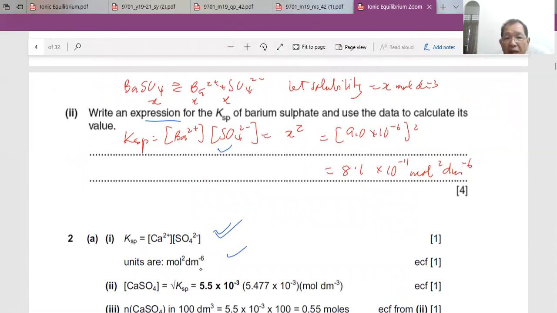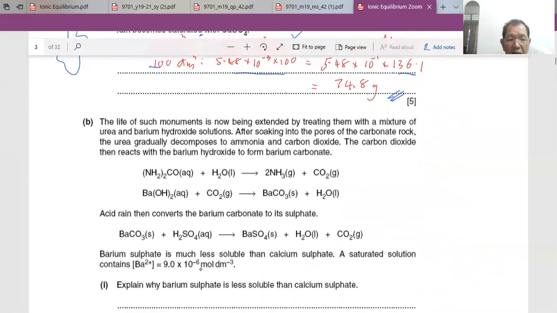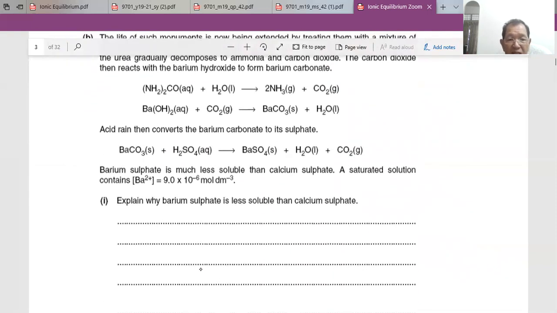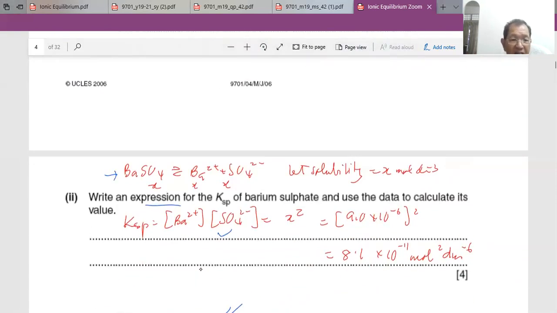Write expression for Ksp for barium sulfate. Use the data to work out its value. Very simple. Okay, so barium sulfate, for this question. See, barium sulfate is much less soluble than calcium sulfate. A saturated solution. See that? This is called what? This is called the solubility, isn't it? They don't tell you, but you must know the solubility of barium sulfate is 9.0 times 10 to the power of minus 6. It's the solubility. So this is the equation, right? Expression is the expression, and then use it for the Ksp.